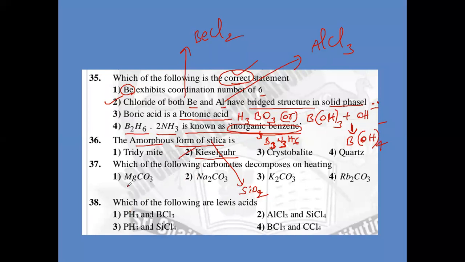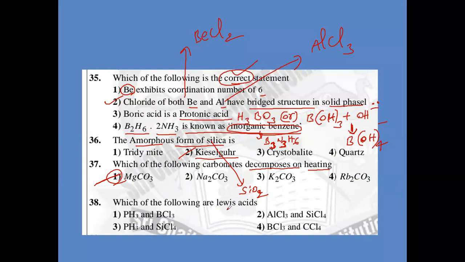Next. Which of the following carbonates decomposes on heating? Only the group 2 carbonates like calcium carbonate and magnesium carbonate will decompose into oxides like MgO and CO2. MgCO3 will decompose into MgO and CO2. But sodium carbonate, potassium carbonate, rubidium carbonate are thermally more stable. So the second, third and fourth options do not decompose, but only the first option will decompose, like calcium carbonate and magnesium carbonate.